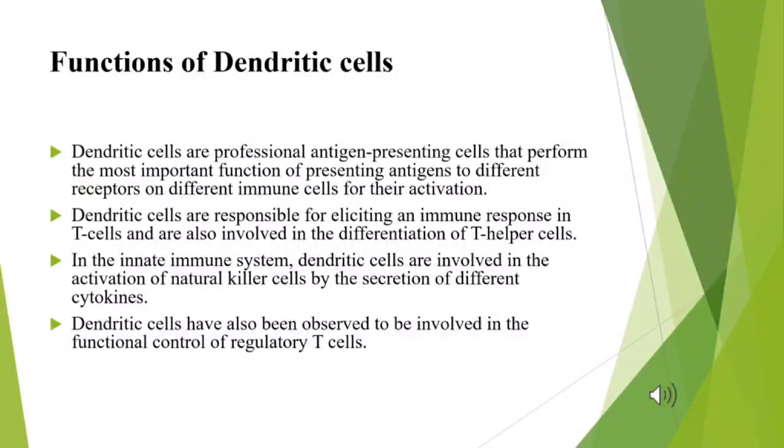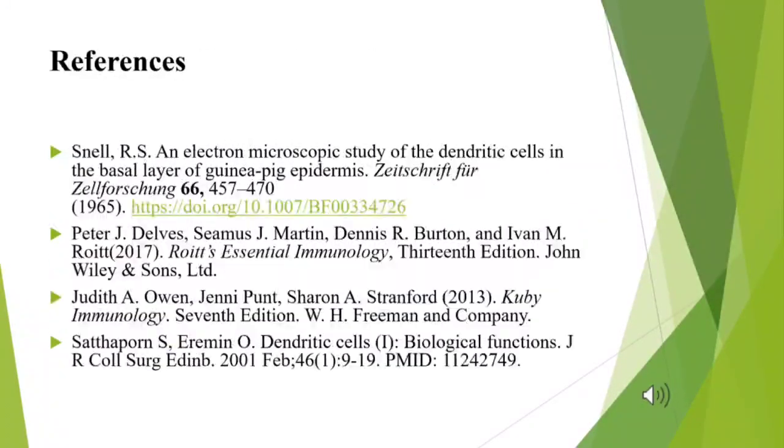And now we discuss what are the functions of dendritic cells. The dendritic cells are professional antigen presenting cells. They mostly perform the important function of presenting antigen to different receptors and different immune cells for their activation. And the dendritic cells are responsible for eliciting an immune response in T cells and are also involved in the differentiation of the T helper cells. The dendritic cells have also been observed to be involved in the functional control of regulatory T cells. In the innate immune system, dendritic cells are involved in the activation of natural killer cells by the secretion of different cytokines.